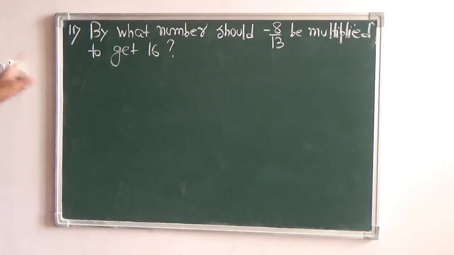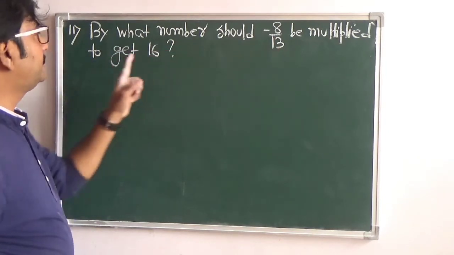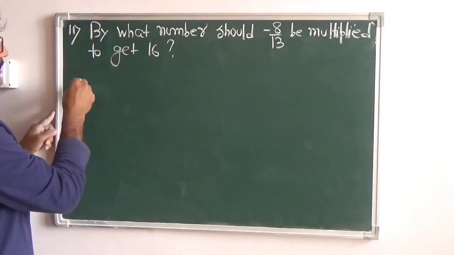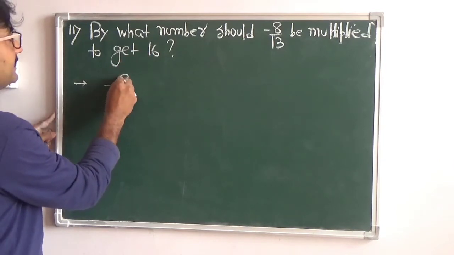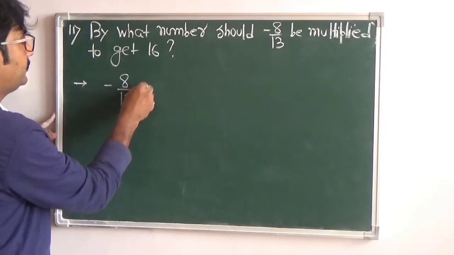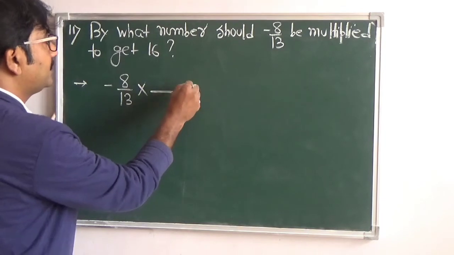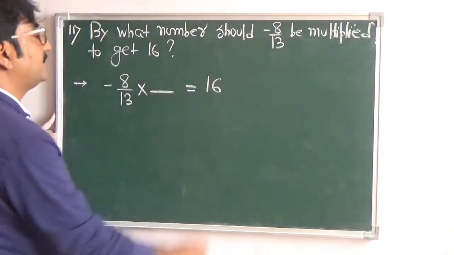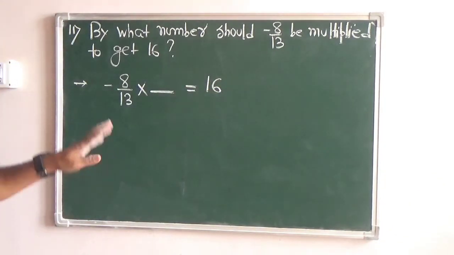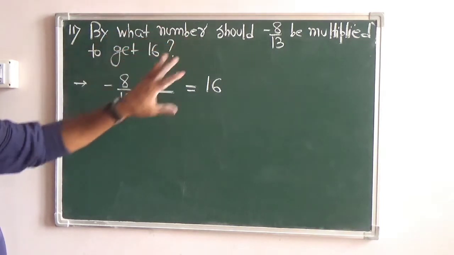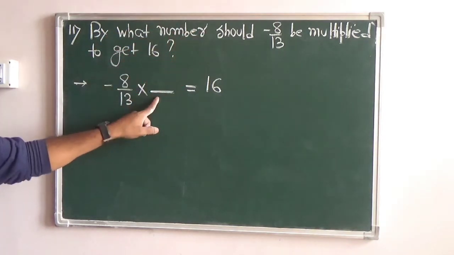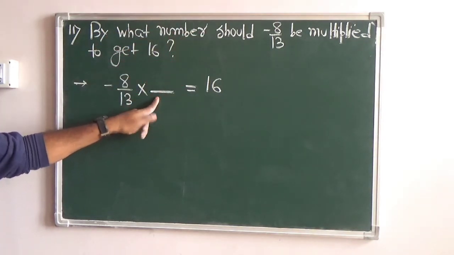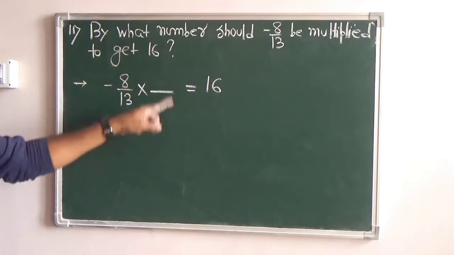Here we are given by what number should this be multiplied to get this. So similarly, the first number is minus 8 by 13. Now what to multiply with this number so that the final result is 16? Hopefully you are getting it. By what number should minus 8 by 13 be multiplied? So this is the blank one which you have to find. And the final result after the product of these two is 16.